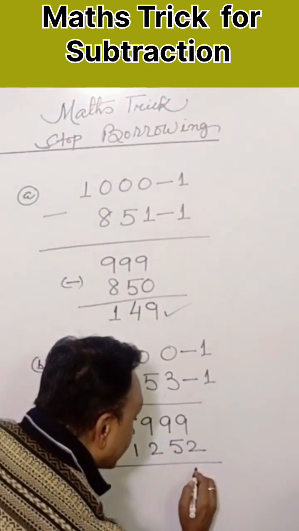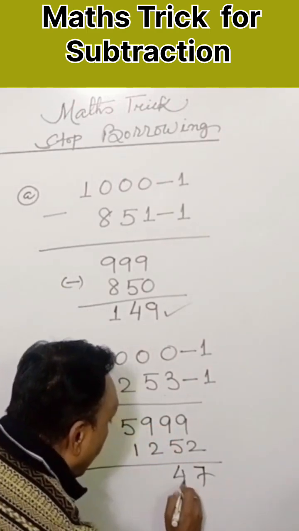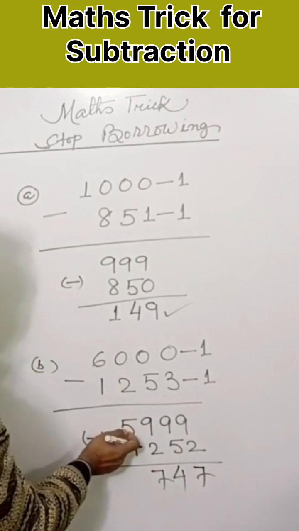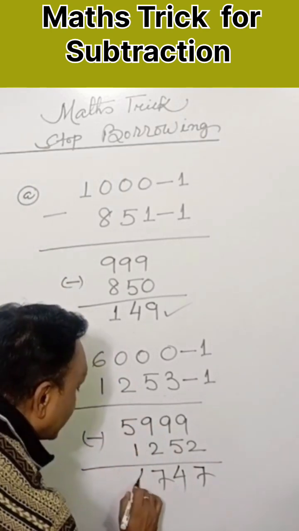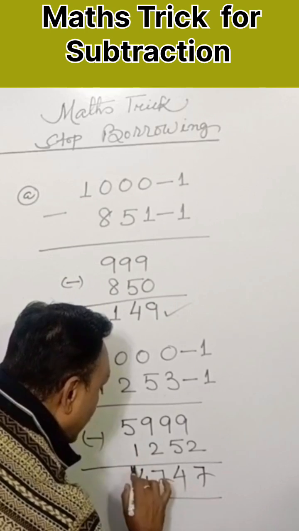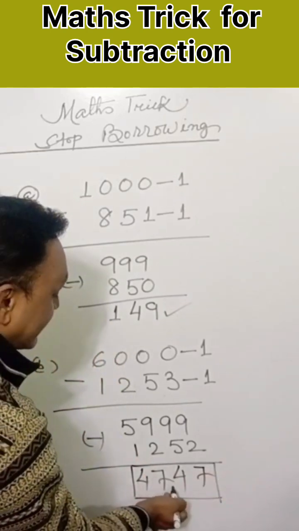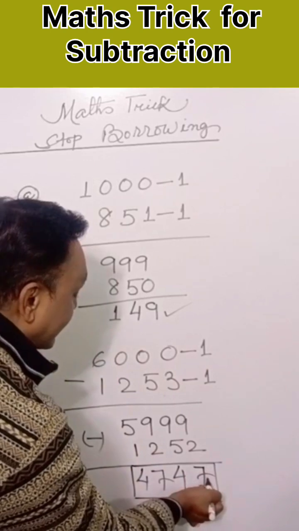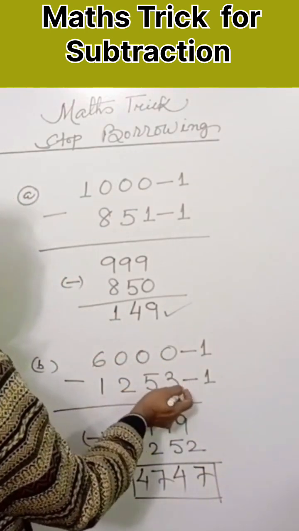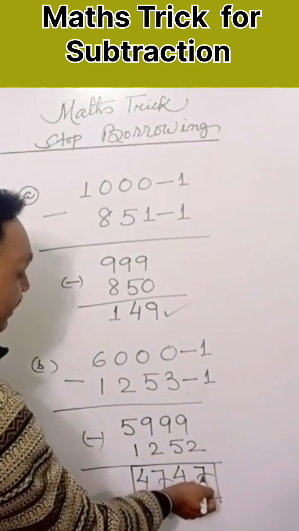9 minus 2, it is exactly 7. 9 minus 5, again 4. 9 minus 2, that is again 7. 5 minus 1 is 4. Now it has become very easy for the students to subtract. So this is the final answer, 4747. If we subtract 1253 from 6000, definitely you will get 4747.